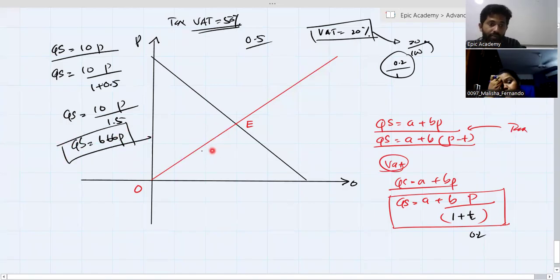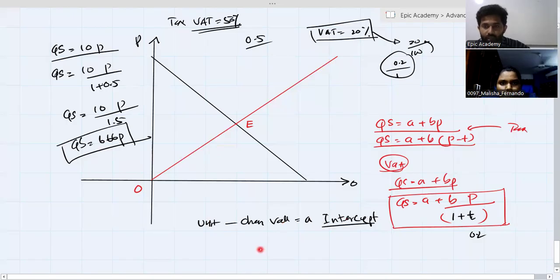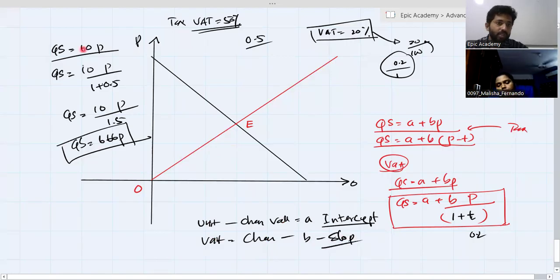Here, you can identify that the A value is not going to change. In the unit tax, you change the value of A, I mean the intercept. Are you agreed with that? Okay. But in value added tax, I mean VAT, you are going to change the value of B. B means the slope of the curve. Already the slope of the curve was 10, but now it is reduced.